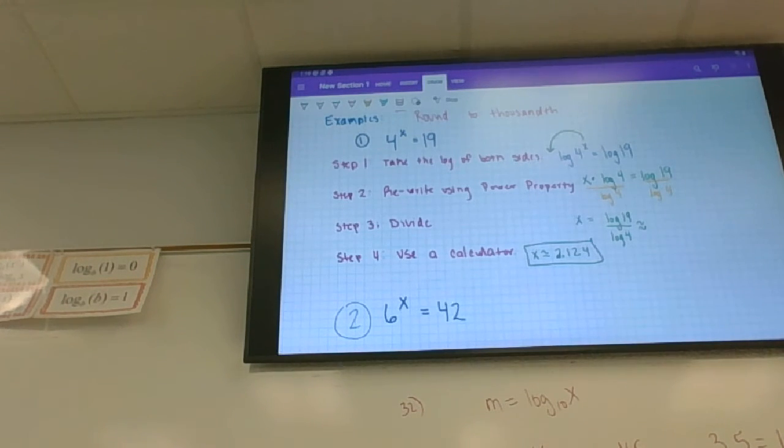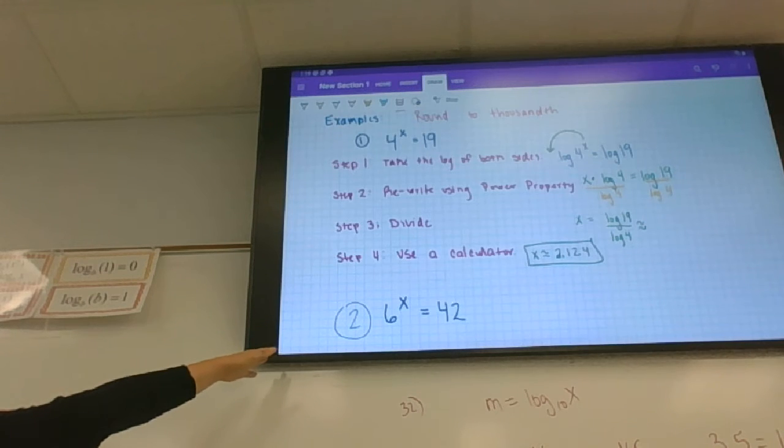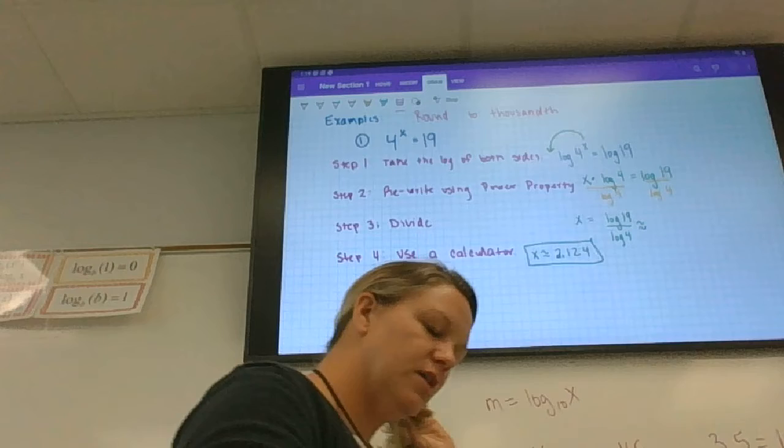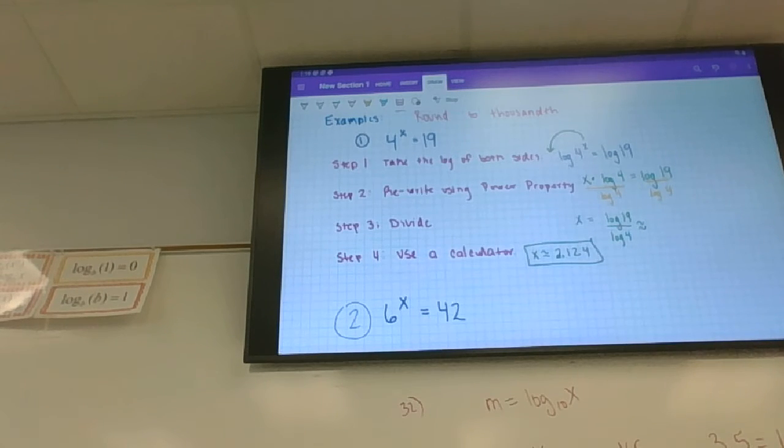Kaylee, you wanted to know how to use your calculator? How to divide logs? Try the whole process. I can't do it on this one. No, you can do it on your red one.